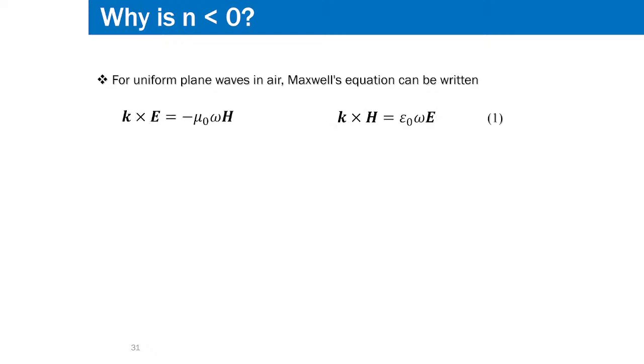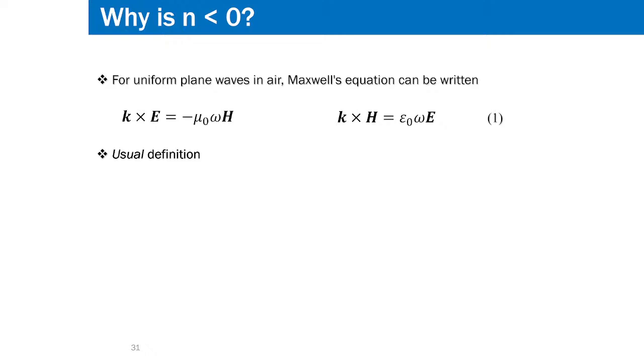When we use these two in Maxwell's equations, we will consider a uniform plane wave in free space. If we consider a uniform plane wave in free space, then Maxwell's equations, the two curl equations we have seen, are of the form k cross E, where k is the wave vector, cross electric field, is equal to minus mu 0 omega H. Similarly, k cross H is equal to epsilon 0 omega E. So this is for a uniform plane wave in free space.